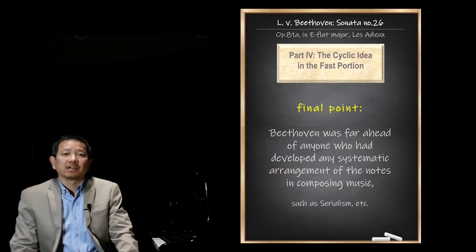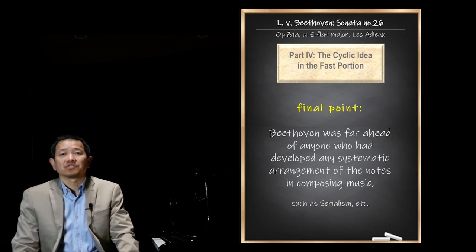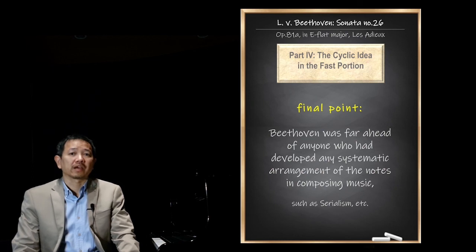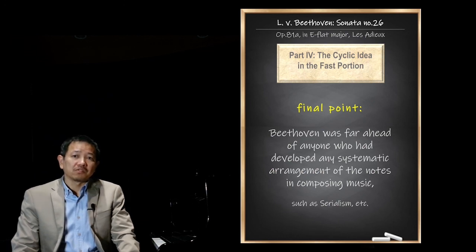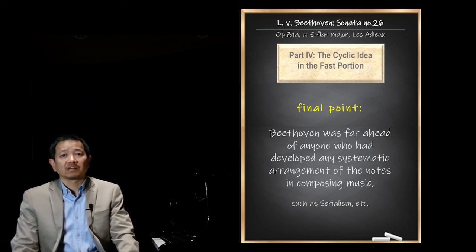My final point: if this is truly a product of conscious effort, Beethoven was far ahead of the serialism of Schoenberg or any other systems that play around with the arrangement of the notes in composing music. I strongly believe Beethoven, as a genius, did not take long to arrange all of these awesome features.